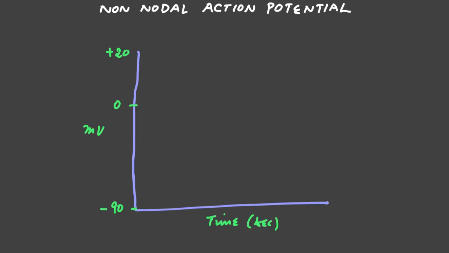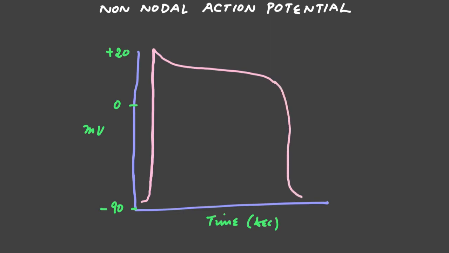At minus 90 millivolts, sodium channels open and sodium rushes in, causing depolarization and opening of many more sodium channels in a positive feedback loop, and the voltage reaches plus 20 very quickly. This voltage is maintained sort of by the opening of calcium channels and the slow inflow of calcium. The repolarization is brought about by the opening of potassium channels and the fast outflow of potassium.